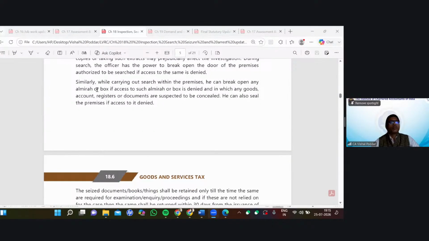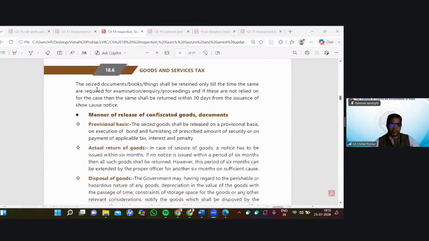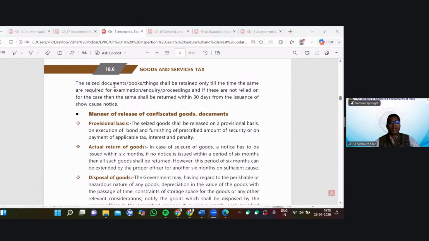Similarly, if in a room there is some box, some almirah, some place where you are storing or keeping the goods or documents and you are not providing the keys, that almirah, that box can again be broken open. Further, the seized documents, books, things shall be retained only till the time the same are required for examination, inquiry proceedings. And if these are not relied on for the case, then the same shall be returned within 30 days. So whatever you have seized, you can keep until the inquiry is going on. But if they are of no use, you will have to return them within 30 days.